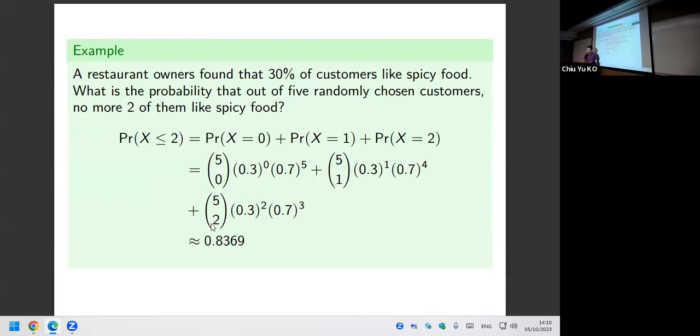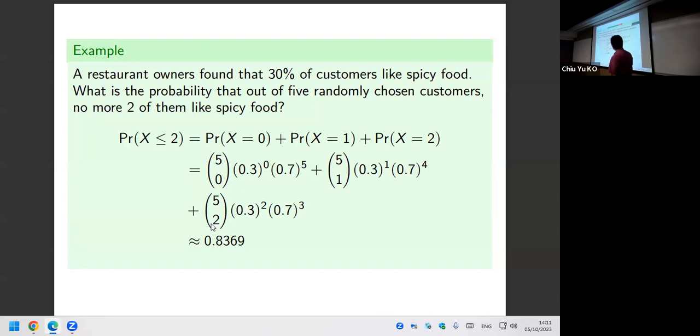It's 84%, right? What does that mean? It means that if you're a restaurant owner, maybe you only need to prepare 2 portions, right? Be enough, right? Portions for 2 customers be enough, right? Because that would be the thing, right? So how to do the calculation? You multiply, and you calculate all of them, right? That will be enough.